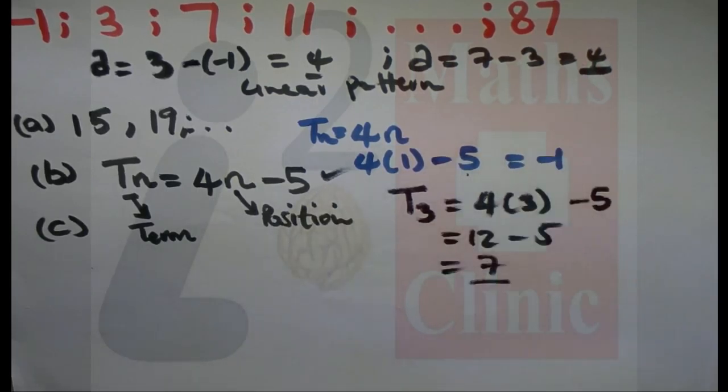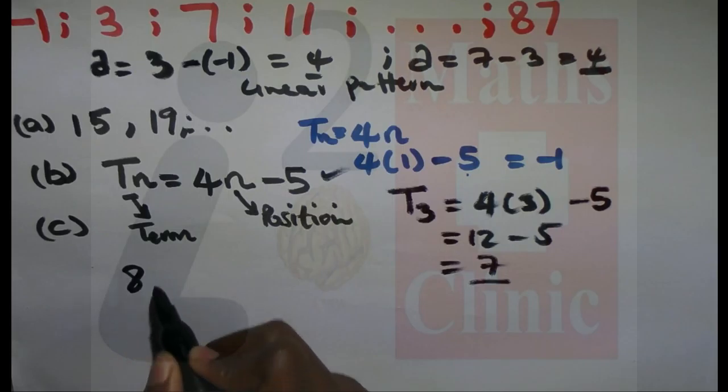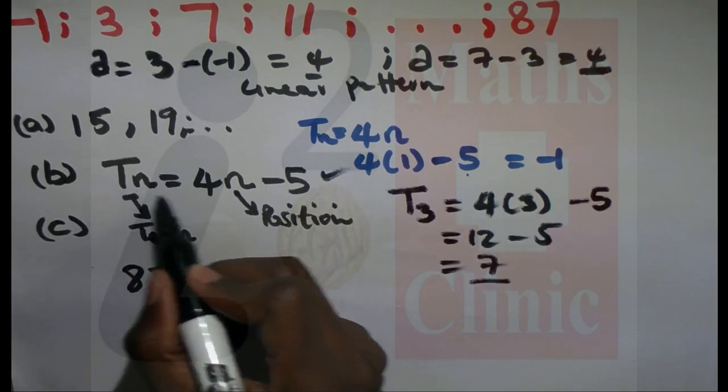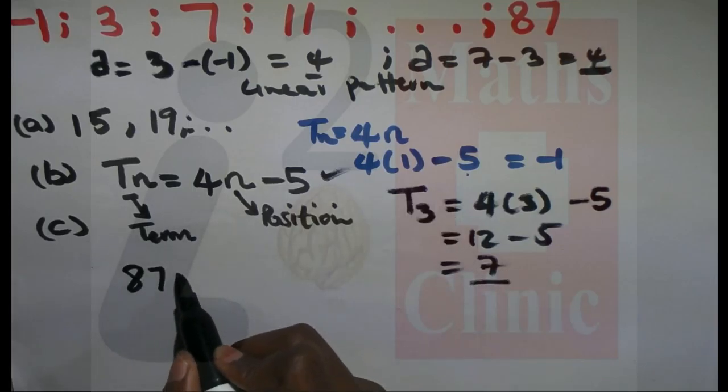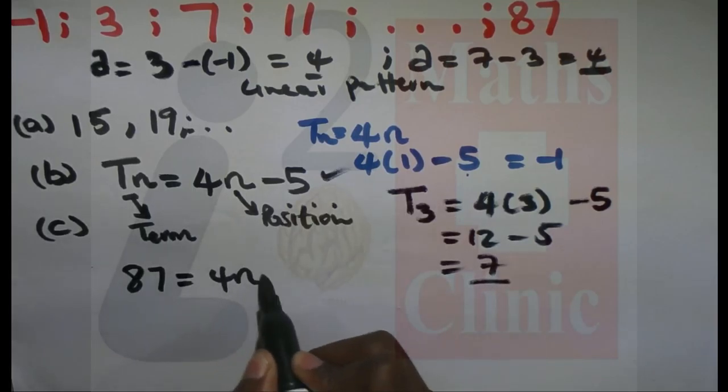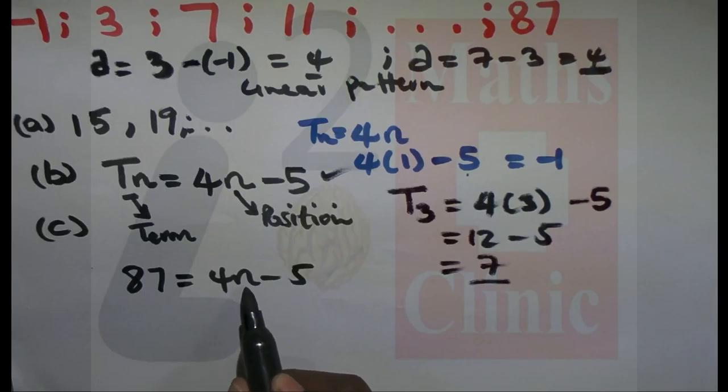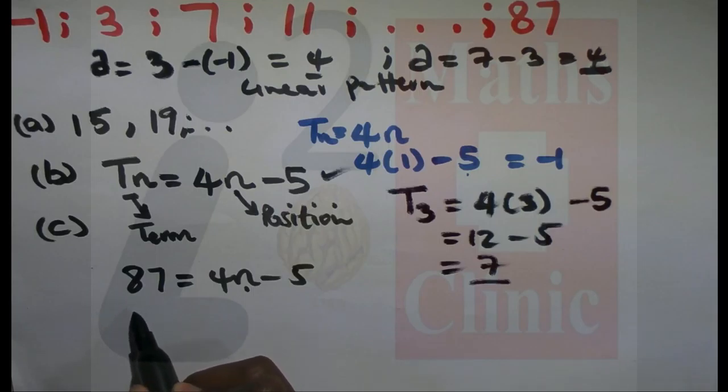Final term yethu ngu 87. So formula yethu Tn equals 4n minus 5. And then we've got Tn, the term yethu 87. So 87 equals 4n minus 5. So this is to solve for n because n is the position. So it's going to be 87 plus 5, positive over positive. So it's going to be 92.